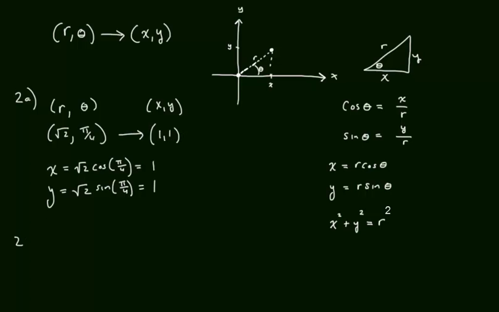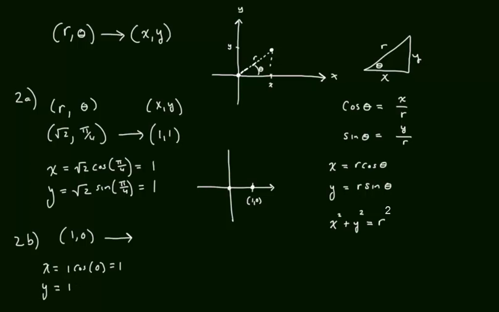Let's take a look at 2b. 1, 0 is the polar point. Let's graph that for a second. So if I go out a distance of 1 and rotate 0 radians, well, that's going to give me this point here. So this is 1, 0 as a polar point, but it's also the 1, 0 Cartesian point. Let's prove it. x equals r, which is 1, times the cosine of theta, which is 0, and that's 1. And y is 1 times the sine of 0, which is 0.